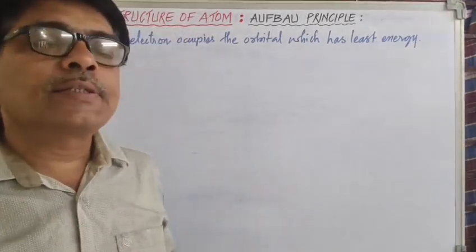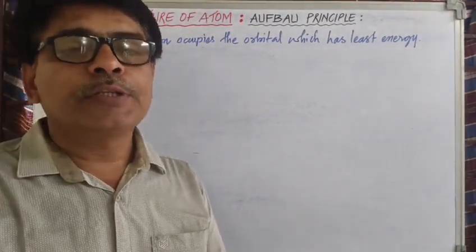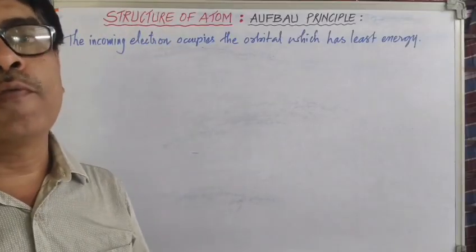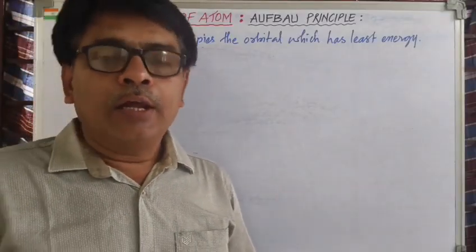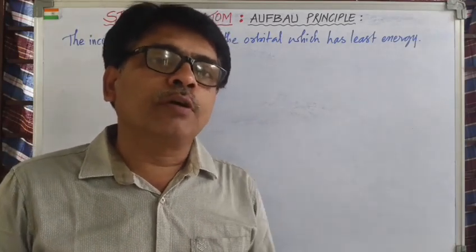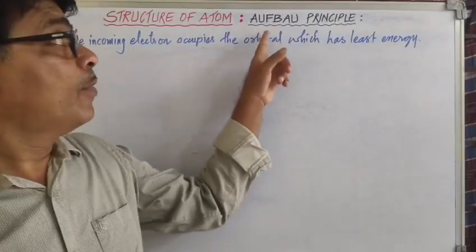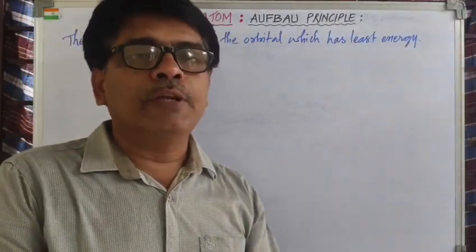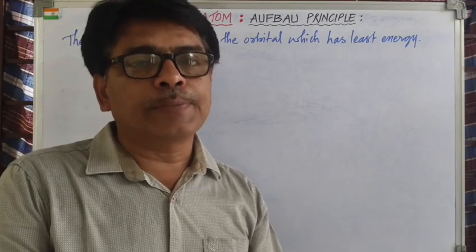Today our topic is structure of atom. In this, we are going to study the 3 rules to be followed while filling electrons, that is, in electronic configuration. The 3 rules are: the first one is Aufbau Principle, the second one is Hund's rule, and the third one is Pauli's exclusion principle.